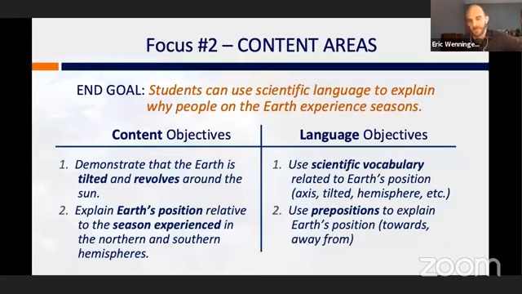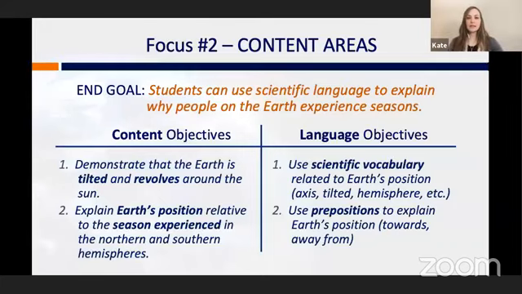So for example, axis, tilted, hemisphere. These are all science vocabulary words that we're trying to focus on, and I want my students to practice. We also have prepositions, right? The earth is tilted towards the sun, or it's tilted away from the sun. And so these go together, and they're things that I can assess.